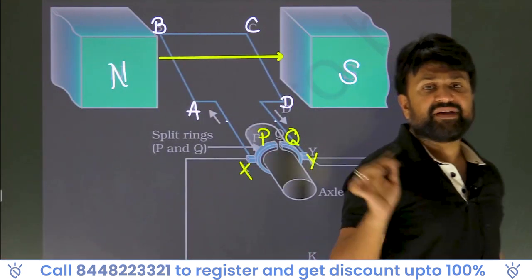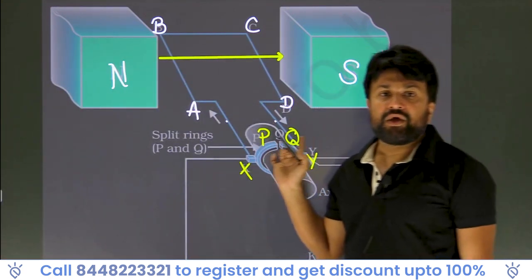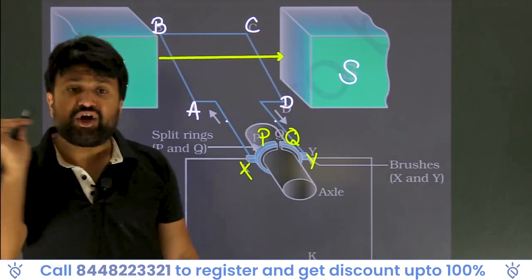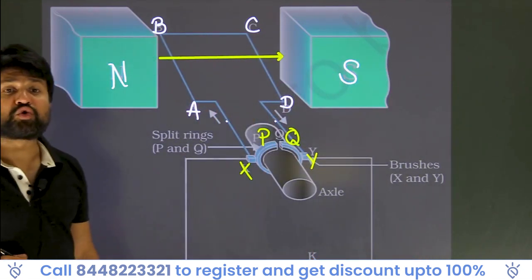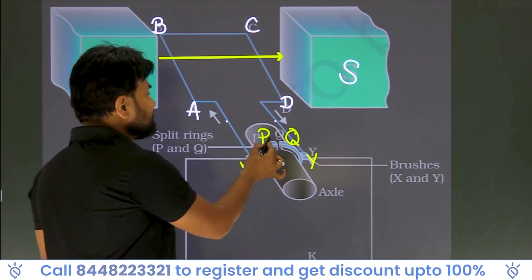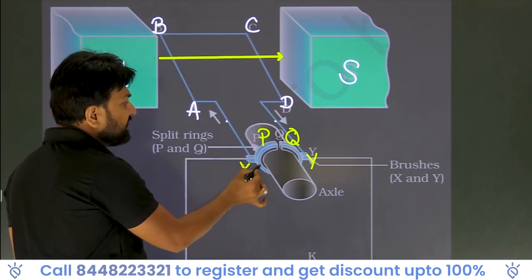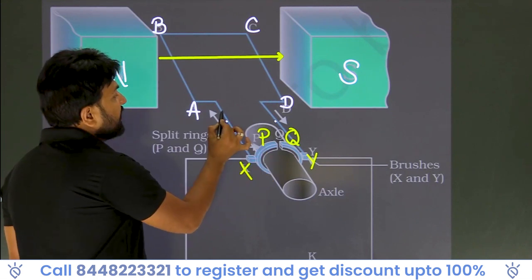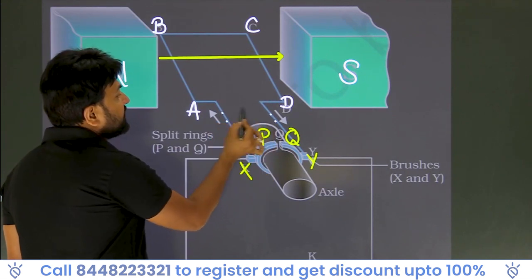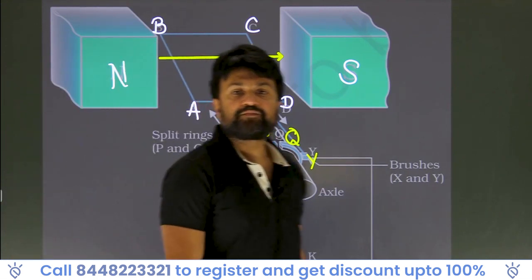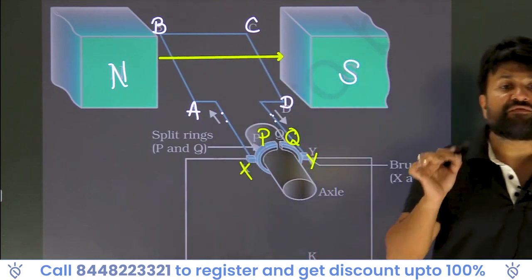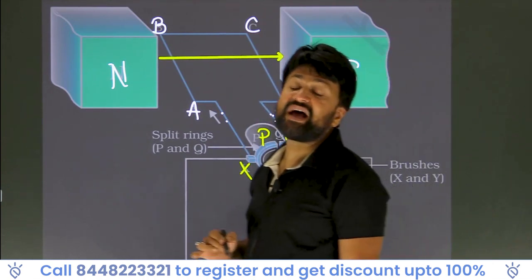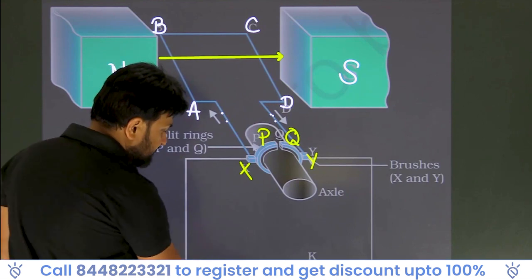The ends of the coil are connected to the two halves P and Q. This is the split ring, half split rings P and Q, and these half split rings P and Q are connected to the ends of the wire. The inner side of these halves is insulated. Yes, the inner side of this half.